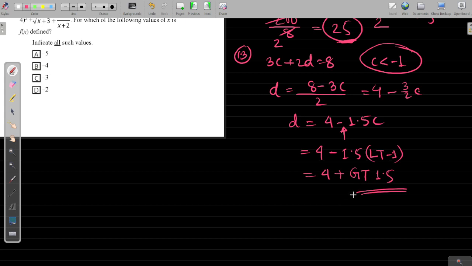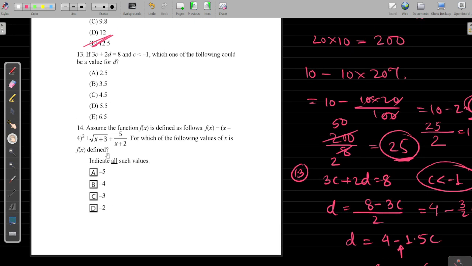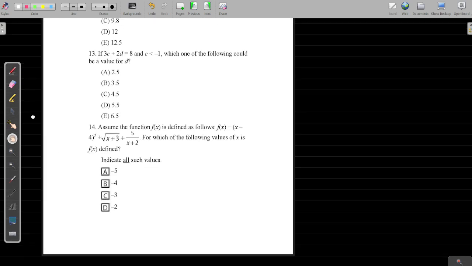Those who are facing any problem with how I can write this one, you can go to my playlist where I have discussed inequality. So this one will be d greater than 5.5. So which value is greater than 5.5 here? The only one greater than 5.5 is 6.5. So this one is our answer. Now question number 14.